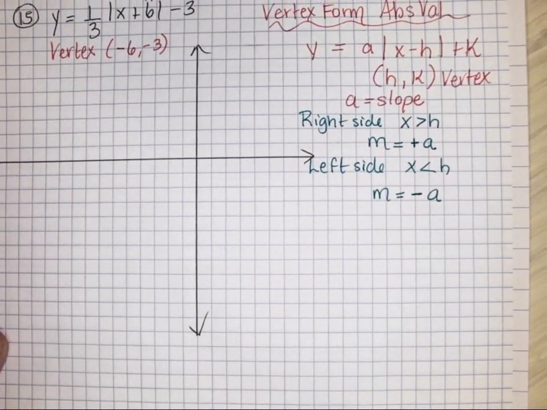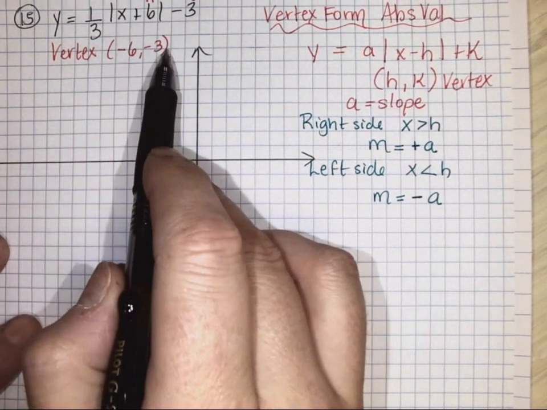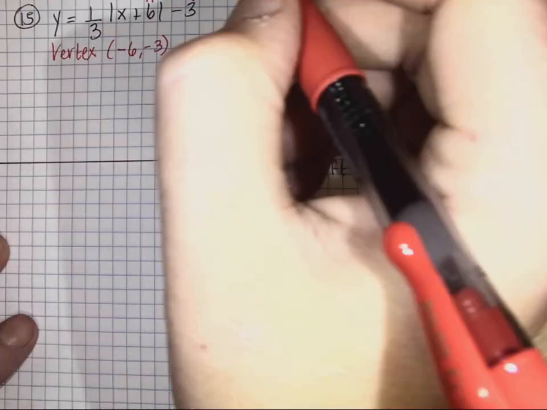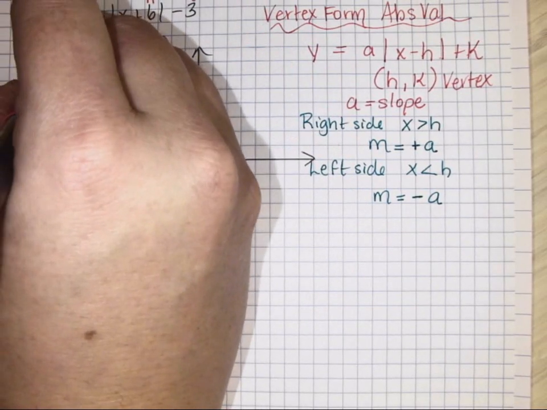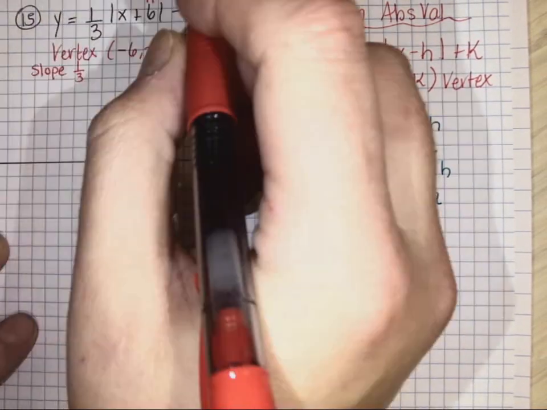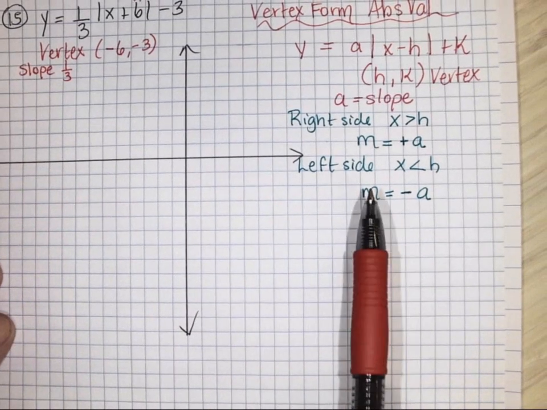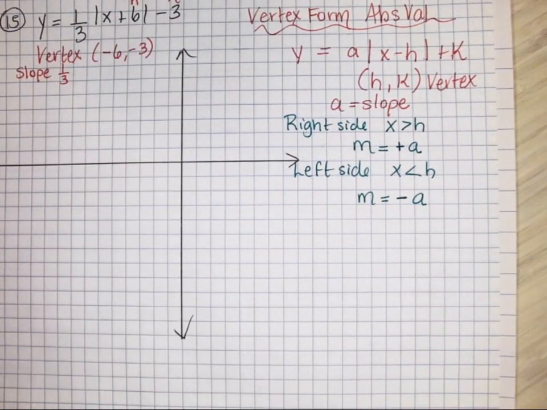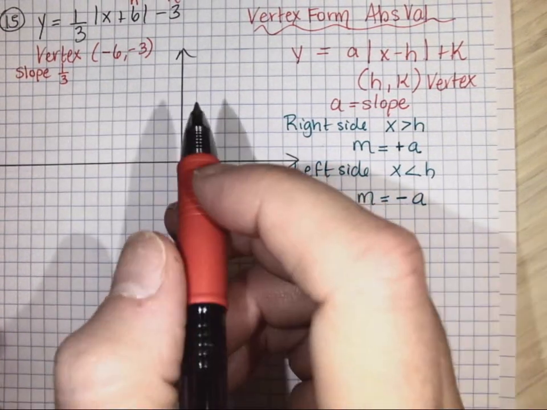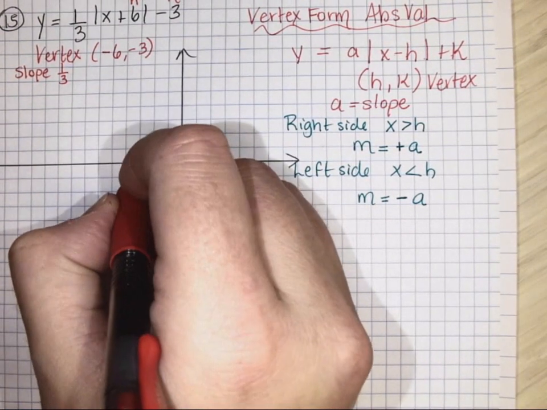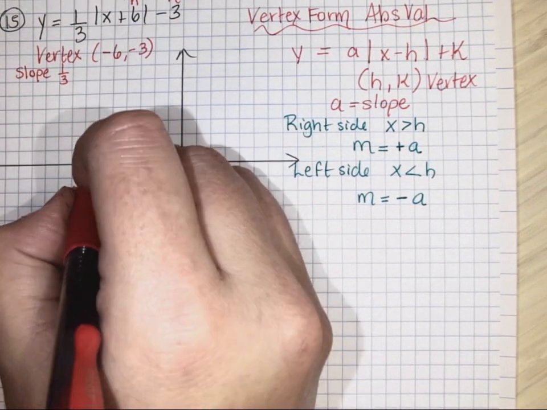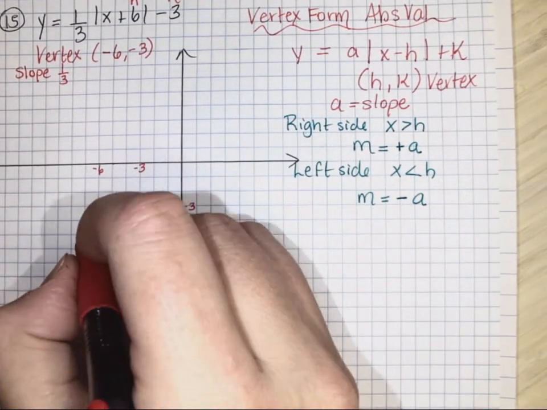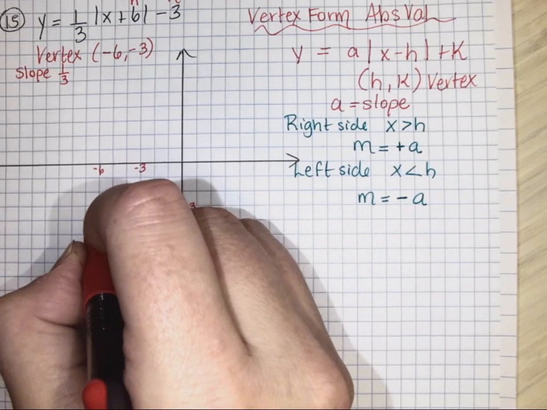All right, on 15, your vertex is negative 6, negative 3. Notice that my slope is 1/3. Slope is 1/3. That's what a is. Compare this form to what you have. So I'm first plotting my vertex at negative 6, negative 3. So negative 6, negative 3 is here.